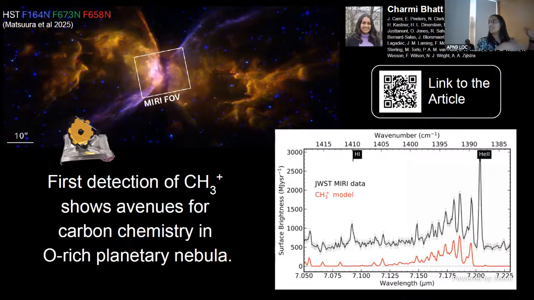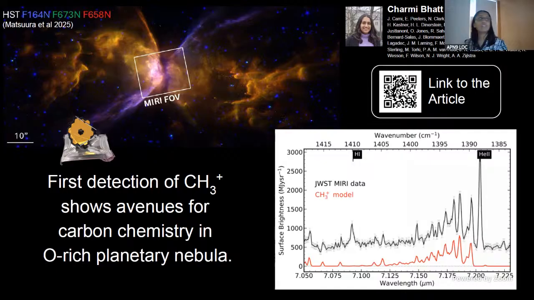As Nicholas mentioned, the JWST MIRI instrument observed the central region of the Butterfly Nebula, and it turned out to be very interesting because we saw spectral signatures of CH3+, the first detection of CH3+ in a planetary nebula. It's very exciting because now we get to expand our chemical networks and include all the reactions which are facilitated by CH3+.